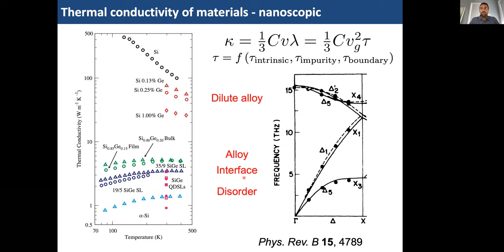With the data on the left, shown just from a summary of the literature of the thermal conductivity of different types of silicon, silicon thin films, or silicon germanium alloys. So what I mean by different types is we have nanowires, we have films, we have superlattices, all these different kinds of silicon nanostructure or silicon material. And how do the dopants or the interfaces impact the thermal conductivity? For reference, this is the thermal conductivity of bulk silicon.